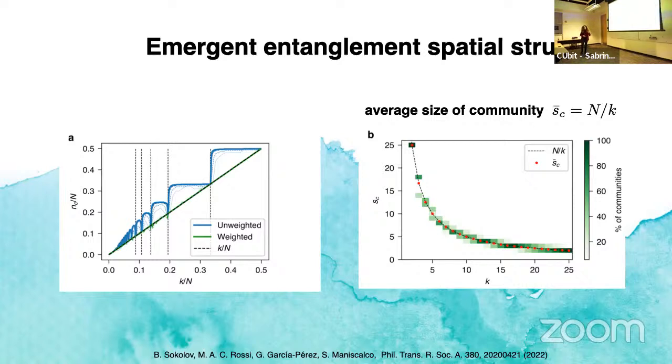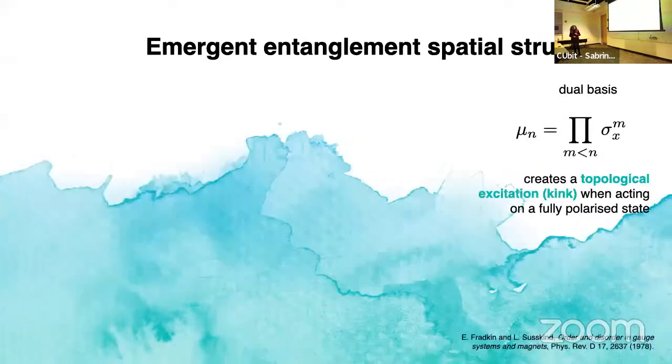It was interesting for us to discover that in a completely different field of physics, many years ago, in this paper, the same model was studied. And it was discovered that if you look at the XX model, you can describe it in terms of a so-called dual basis, defined this way. Now, this dual basis creates a topological excitation, they call it a kink, when acting on the fully polarized state.